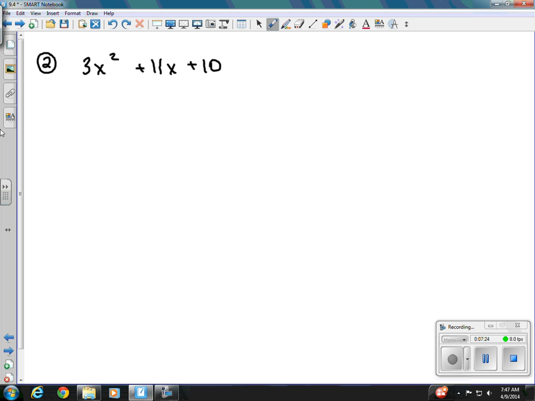So example 2, we have 3x squared plus 11x plus 10. So once again, we check for GCF. Can 3 go into 11 evenly? Nope. So no GCF. Then we check, make sure it looks like a trinomial. It does. So then I find my factors of my leading coefficient of 3. And 3 is prime too, so the only thing that can make 3 are 3 and 1. And then I have to find 2 numbers that multiply to our last number, and that is 10, and 2 numbers that add to our middle, which is 11.